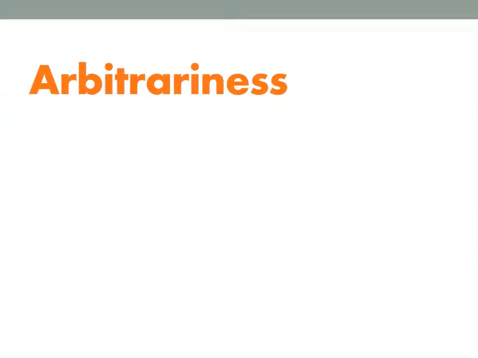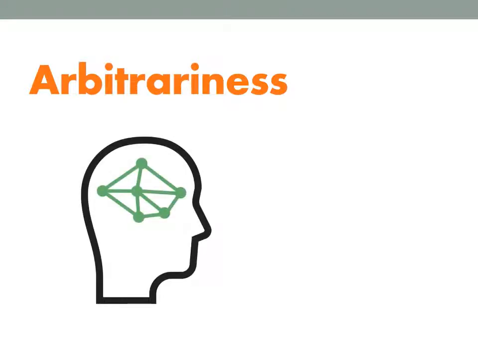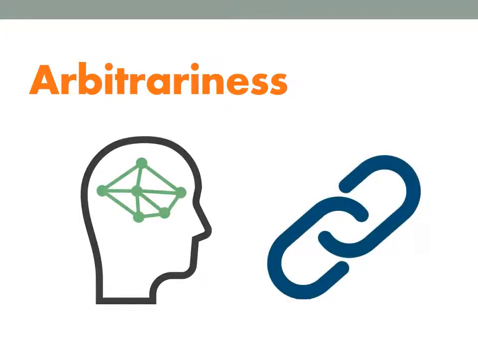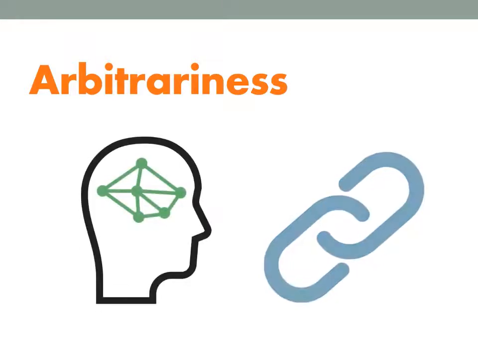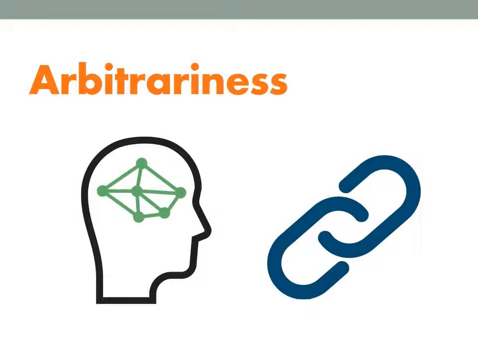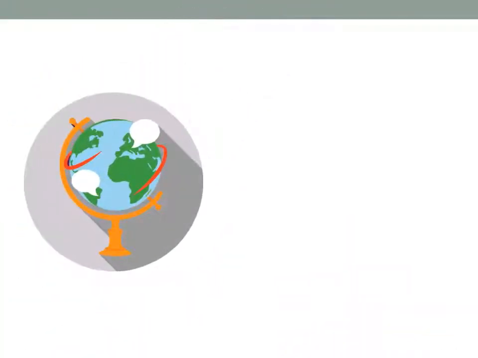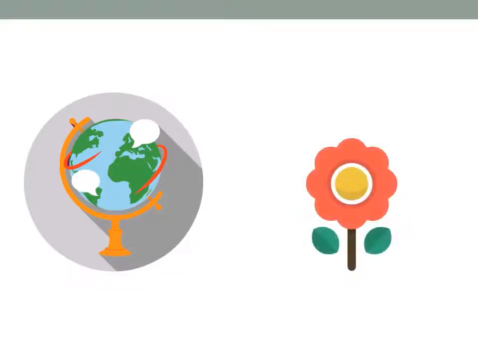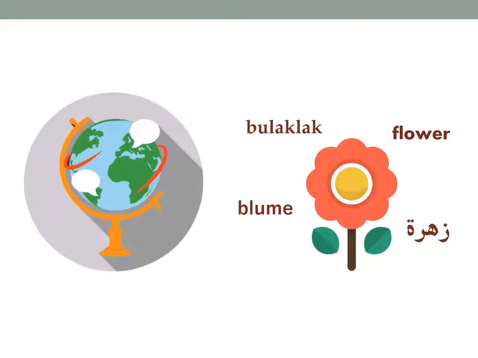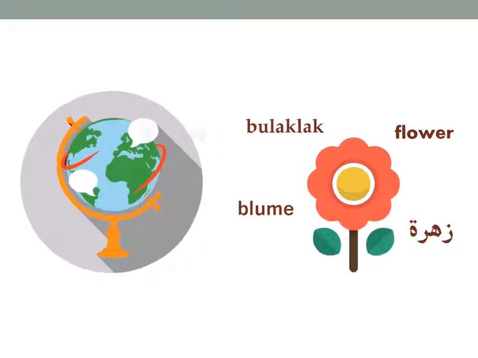The second property is arbitrariness. Language is arbitrary, as we can find no logical or natural connection between words or objects and their meanings. Instead, it's a symbol connection that we make and use to convey meanings. In that sense, the same object can be referred to differently according to the geographic location of people. For example, there's no reason why the blooming plant be called flower in English, Blume in German, Zahra in Arabic, and Bulaklak in Filipino.